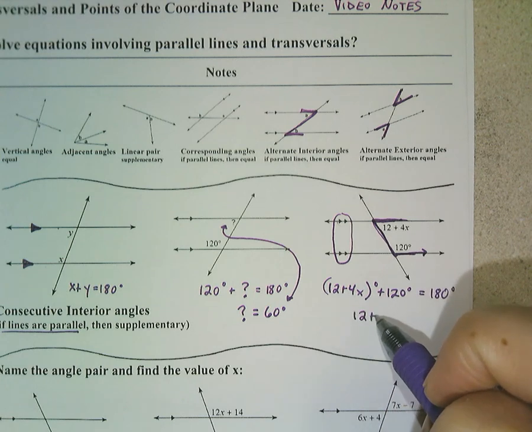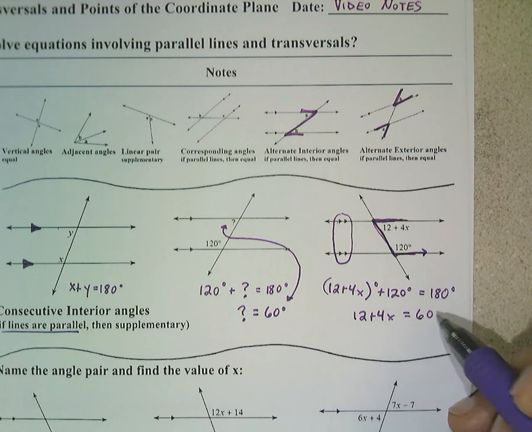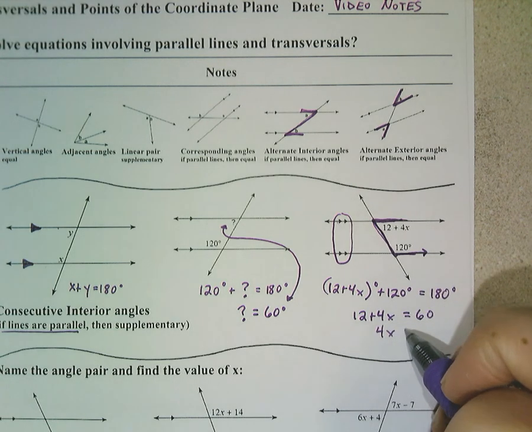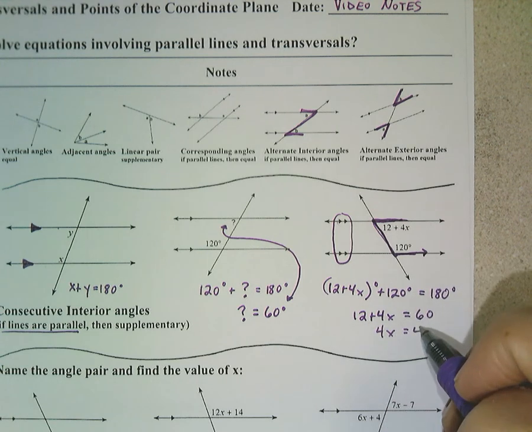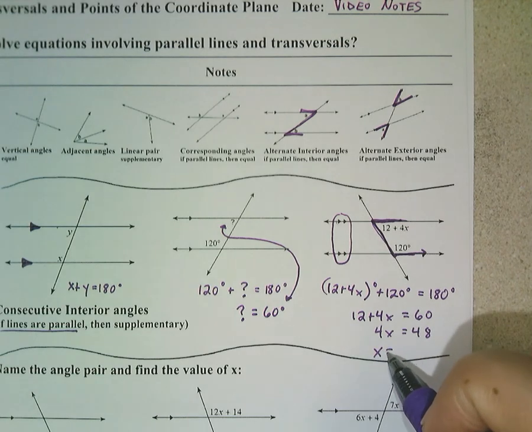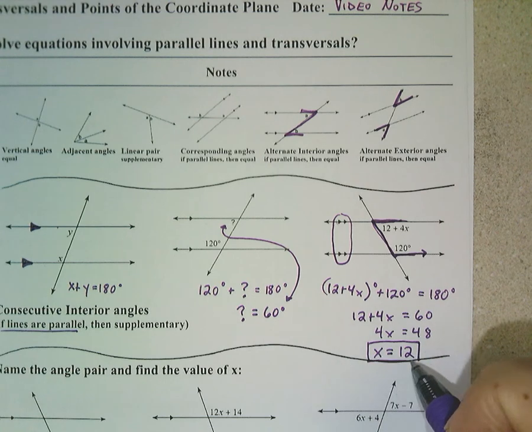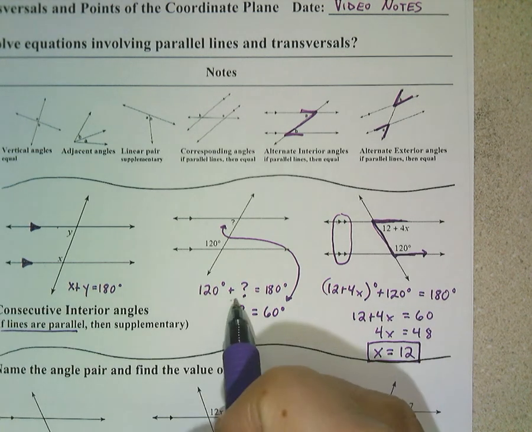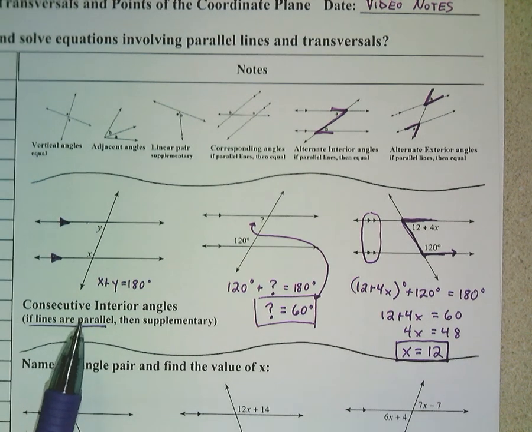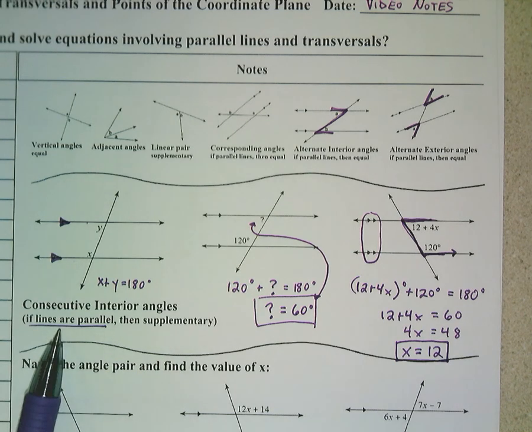If we subtract the 120 from the right hand side, we have 12 plus 4x is equal to 60. Then we subtract 12 from both sides. 60 minus 12 is 48. And then we divide both sides by 4, and we arrive at the answer x is equal to 12. Okay. So consecutive interior angles add up to 180 degrees if the lines are parallel.